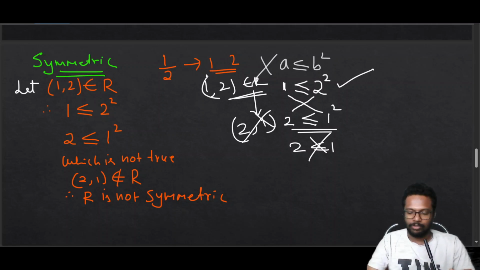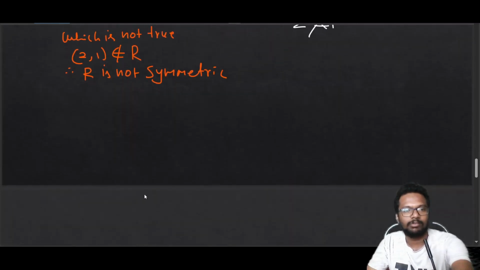So if you remember 1 by 2, then definitely while solving symmetric you will remember the numbers 1, 2. If you consider (1, 2), it will satisfy, but when you interchange it as (2, 1), it is not going to satisfy the symmetric definition. So it does not belong to R, so it is not symmetric. I hope you understand symmetric. So let's move to transitive now.